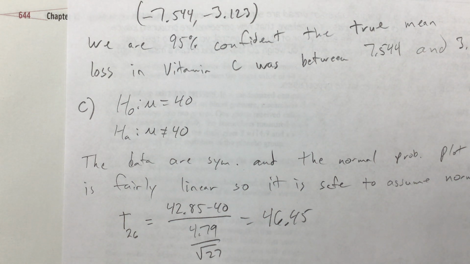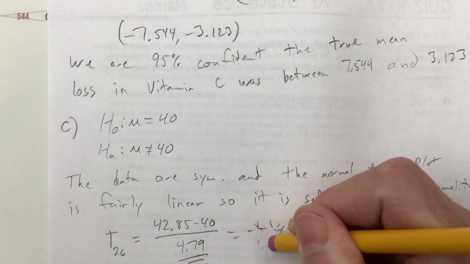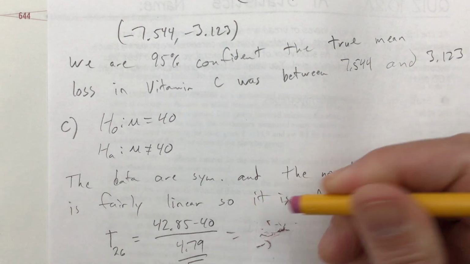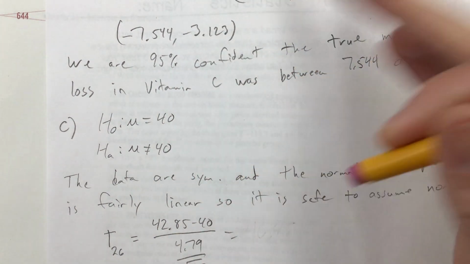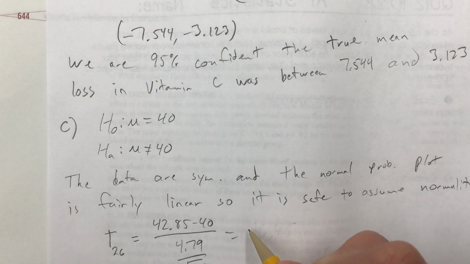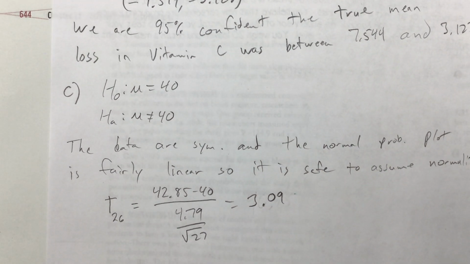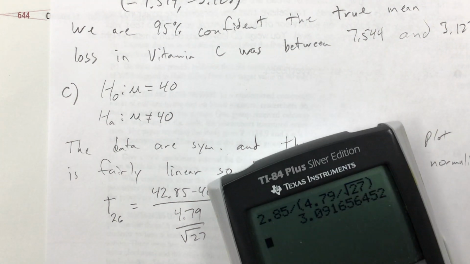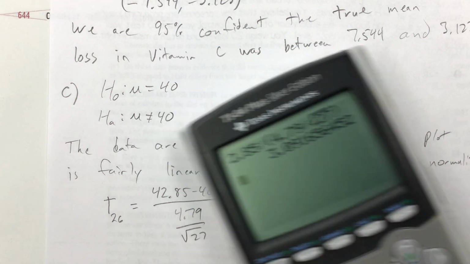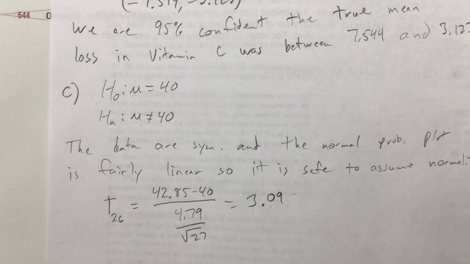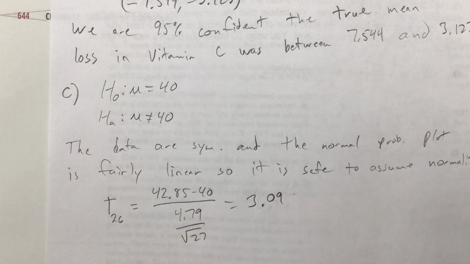No, something went wrong there. Sorry about that. Hit a wrong key. Again, anytime you get something that's really insane, go back and double check. I hit a wrong key, so it was 3.09. That's a much more reasonable number. So when I redid it, I got it right. I think I accidentally missed a decimal place up there.